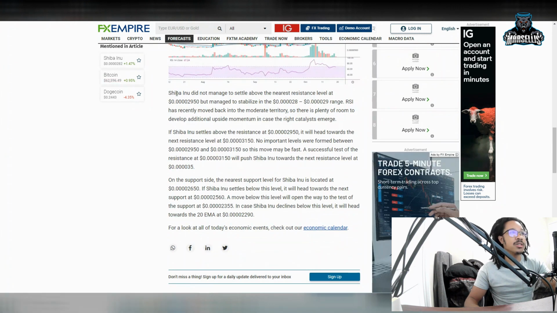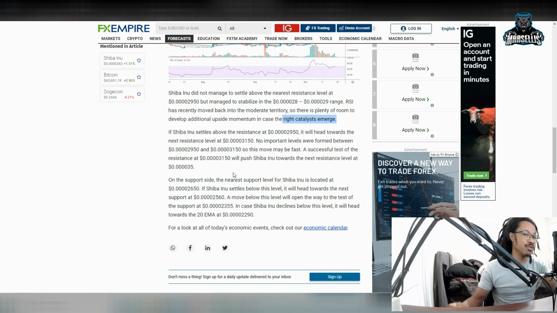Let's go over the technical analysis. Shiba Inu did not manage to sell above the nearest resistance level at 29.50, but managed to stabilize in the 28.29 range. RSI has recently moved back into the moderate territory, so there is plenty of room to develop additional upside momentum with Shiba Inu. So this is what the right catalyst, they say. And what can be the right catalyst? Well, we just got 2 new listings with Shiba Inu and a third one to be rumored, which is the Robinhood listing. So we have a lot of different money flowing into Shiba Inu right now.